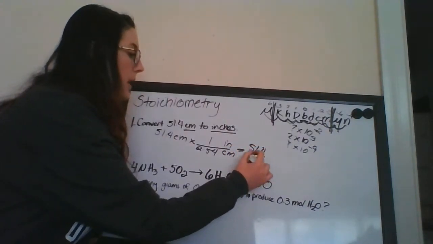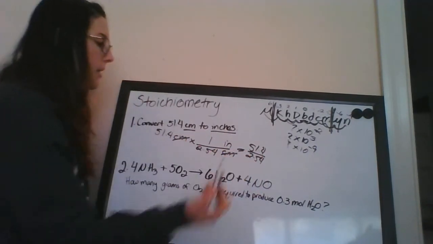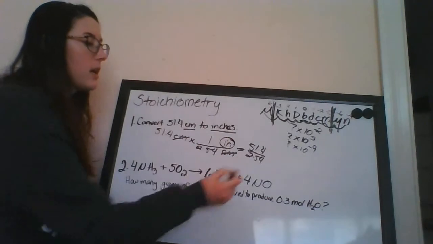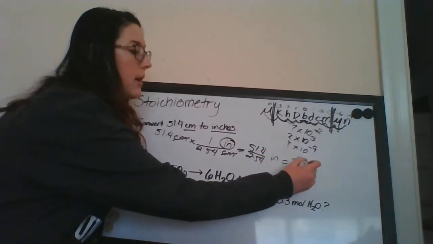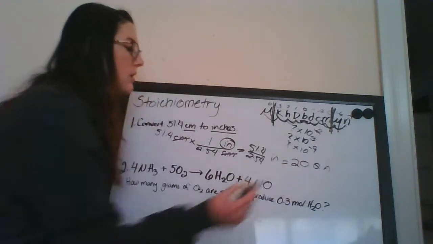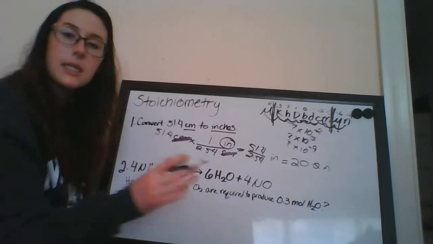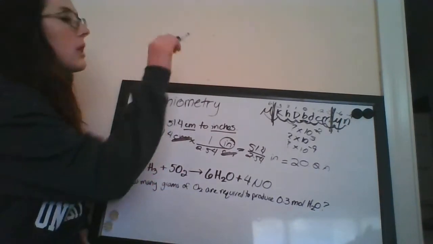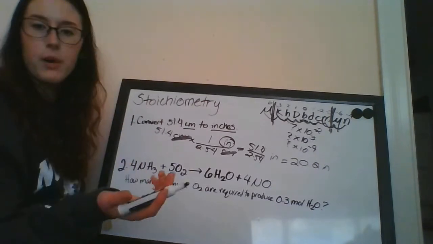So when you multiply that out, you get 51.4 divided by 2.54, and the centimeters cancel out. So all you're left with is your unit in inches. So your answer is going to be about 20.2 inches. Now remember, canceling out your units is the easiest way to do stoichiometry. If you just line them up oppositely, that's how you know you're going to be going in the right order.